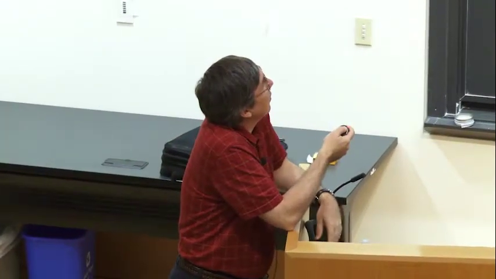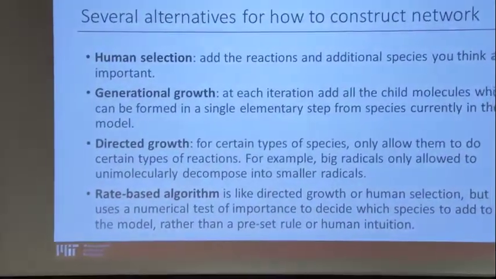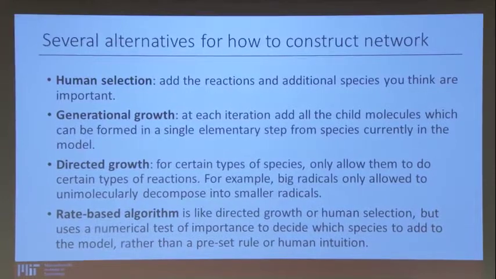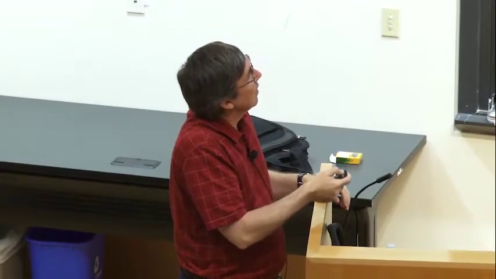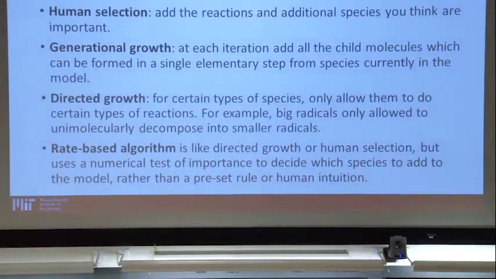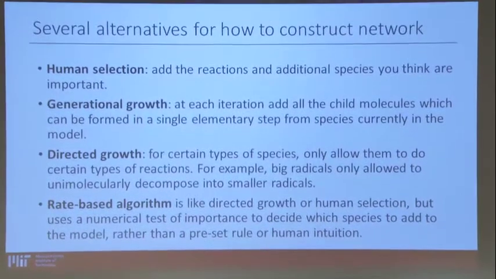And then finally, I'm going to talk about the way that my software works, which is called the rate-based algorithm. This is kind of like directed growth or human selection, where you're trying to put in reactions that are important, but the difference is you're actually doing a numerical test. So you numerically test, is this reaction really faster than all the other reactions at this condition? Is it a lot faster? If it's only a little bit faster, then we better include them both. Okay? And so you're going to do the effort to do this numerical test of the importance, instead of pre-cooking the rule about what your model construction is going to do.